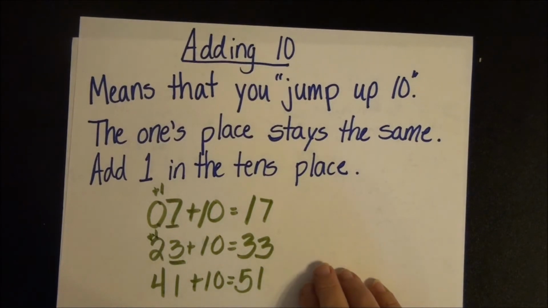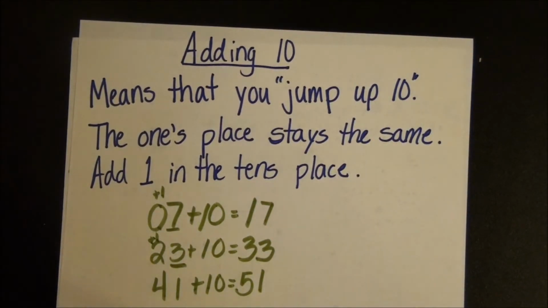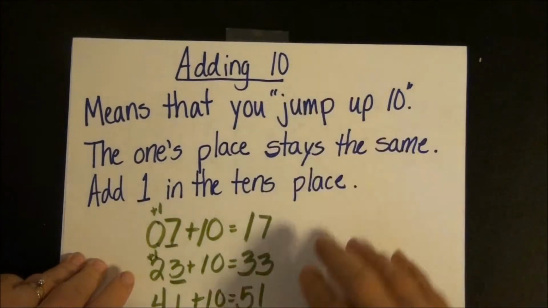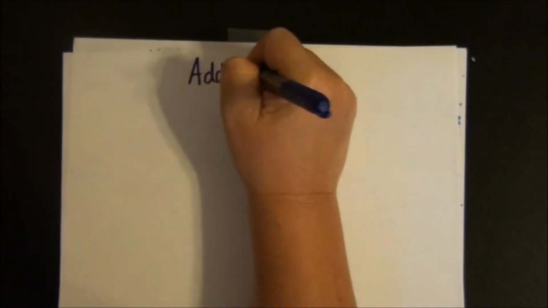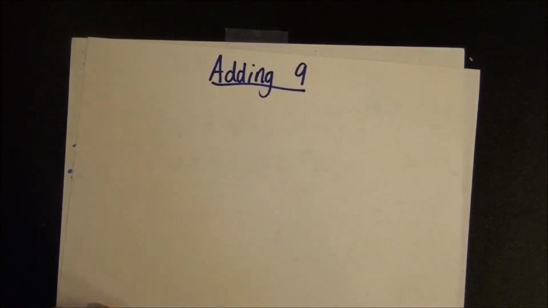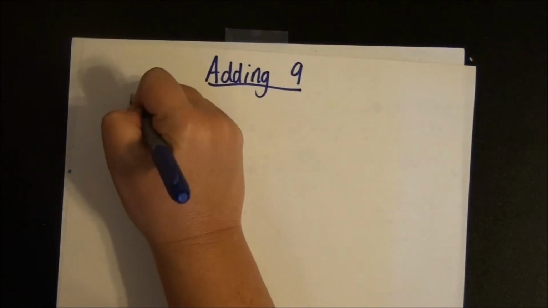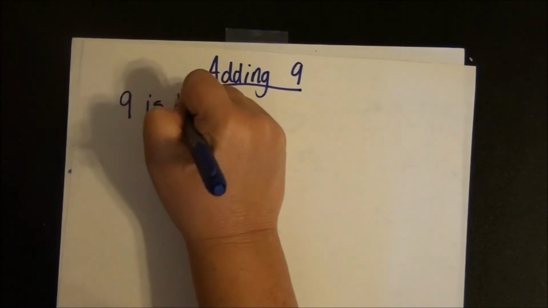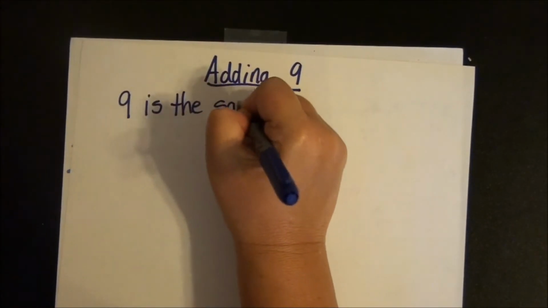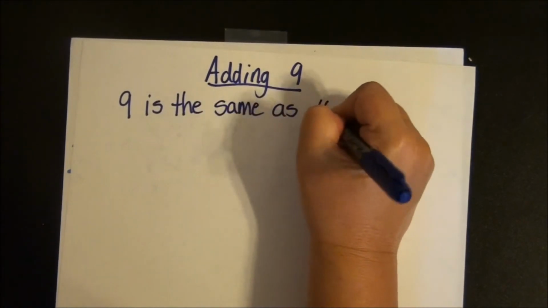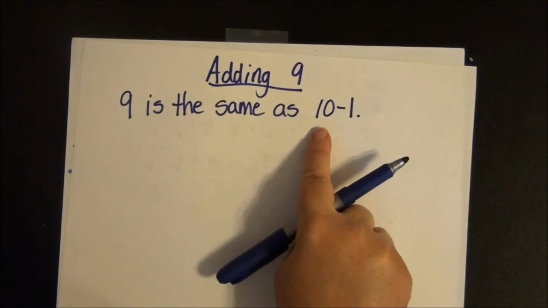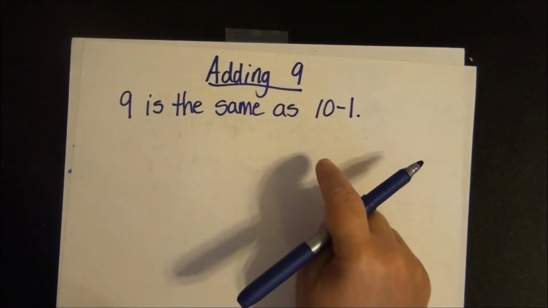Now, if you can add 10, then you can also add 9 and add 8. So let's practice that. Okay, adding 9 just takes a little extra effort. Okay, so think of 9 as the same as 10 minus 1. You know how to jump 10. So if you can do that, you can add 9.